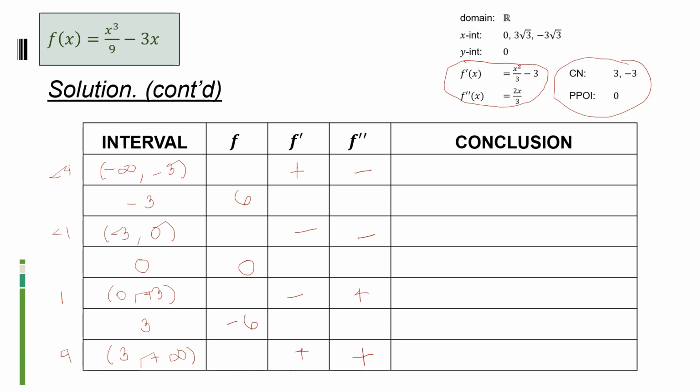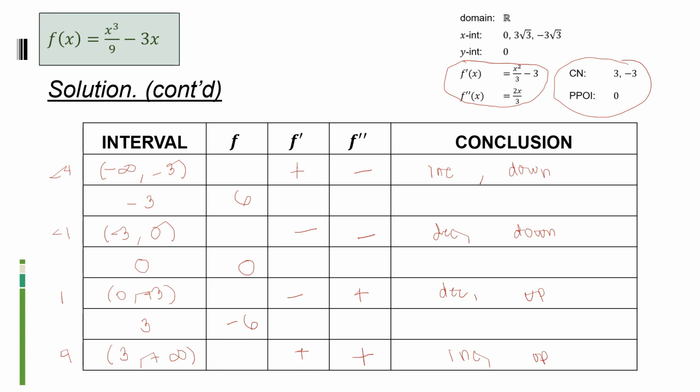So, for the first derivative here, we have increasing siya and concave down. Ito naman, decreasing siya and also concave down. For here, we have a decreasing function pero concave up. And here naman, we have an increasing function kasi plus yung first derivative. Tapos concave up kasi plus yung second derivative.